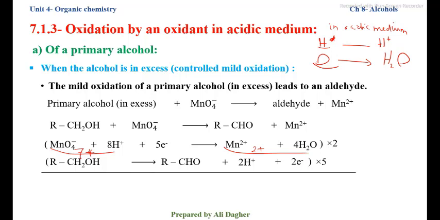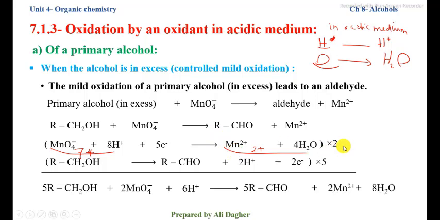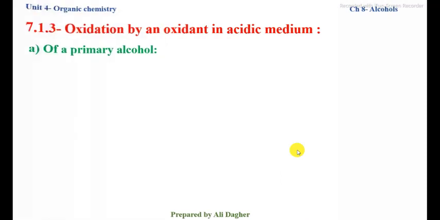And the sum of the two half reactions: 5 alcohol plus 2 MnO4- plus 2 times 8, 16 H+ in reactants, and 5 times 2, 10 H+ in product. 16 minus 10, it remains 6 H+ in reactants. This gives 5 aldehyde plus 2 Mn2+ plus 2 times 4, 8 H2O. This is the balanced equation.